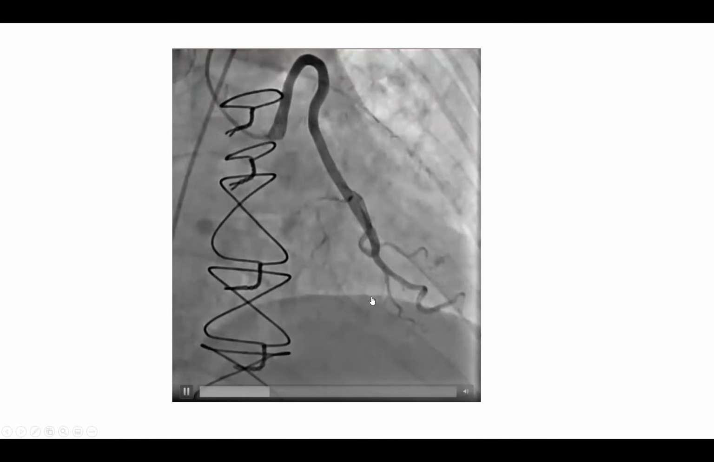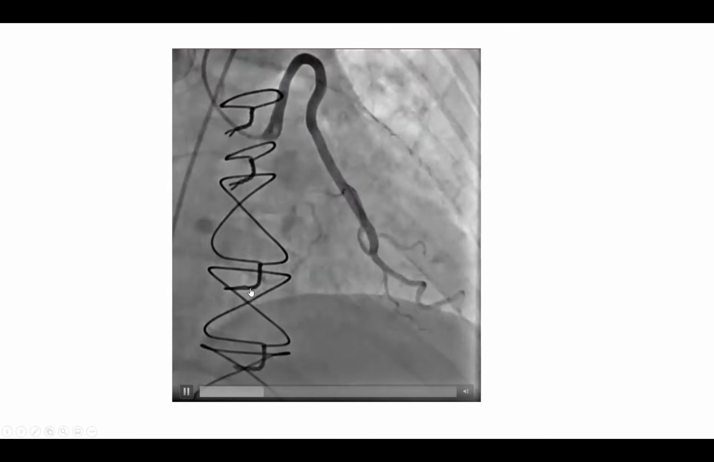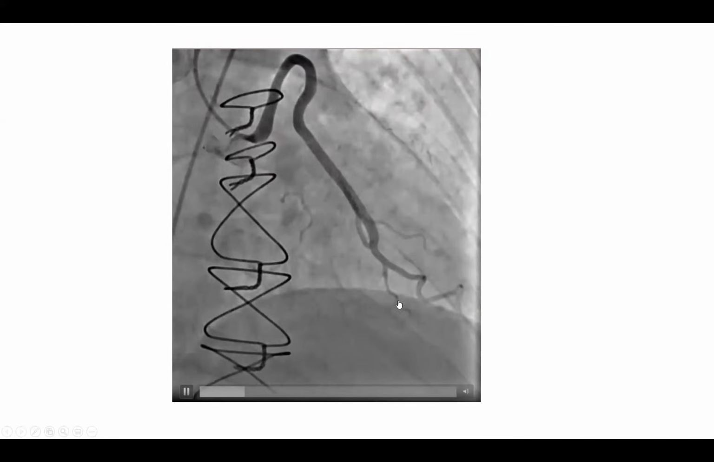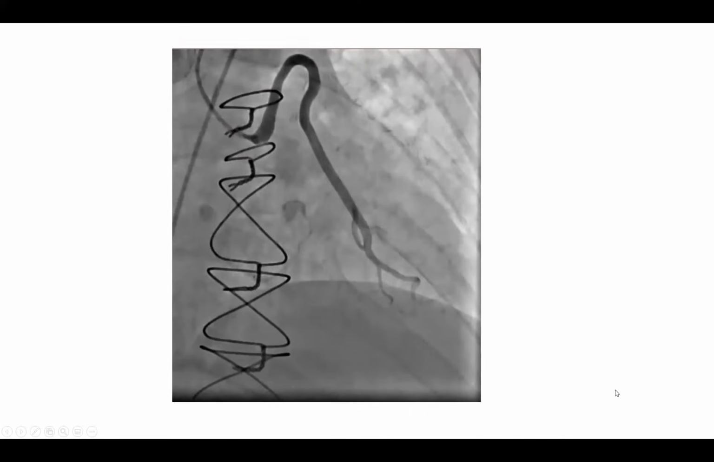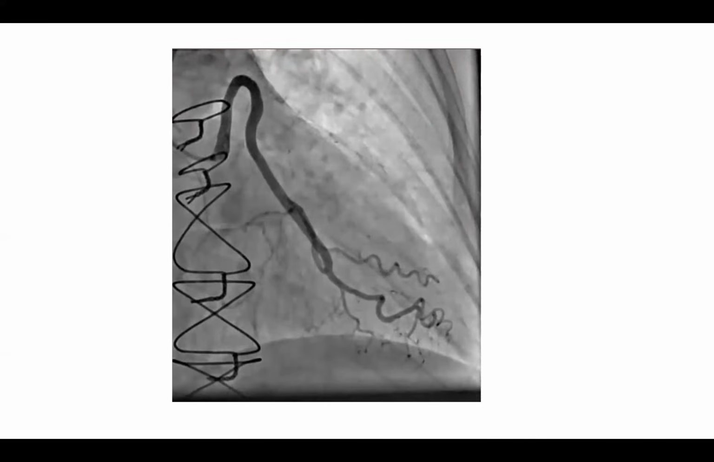Now, I want you to try to guess, this is a graft to what artery? This is, again, another case. This is just trying to guess. This is a vein graft to which branch? And that will bring my next point, which is... It looks like OM. Excellent. And that will be my next point, is how do you guess the graft is going to what?